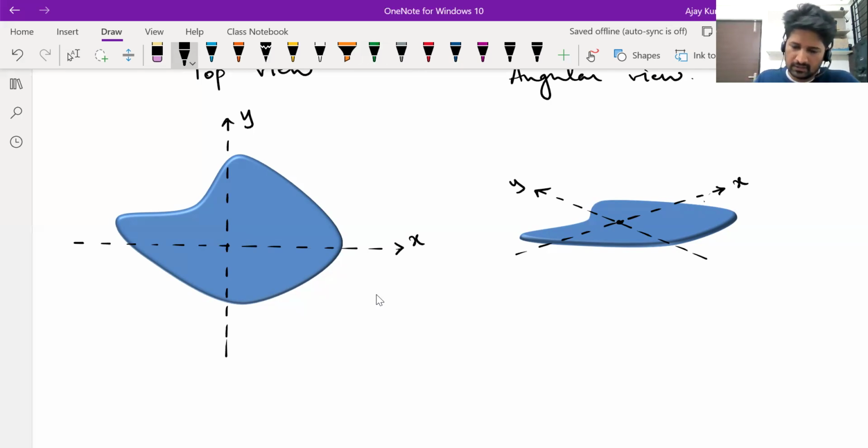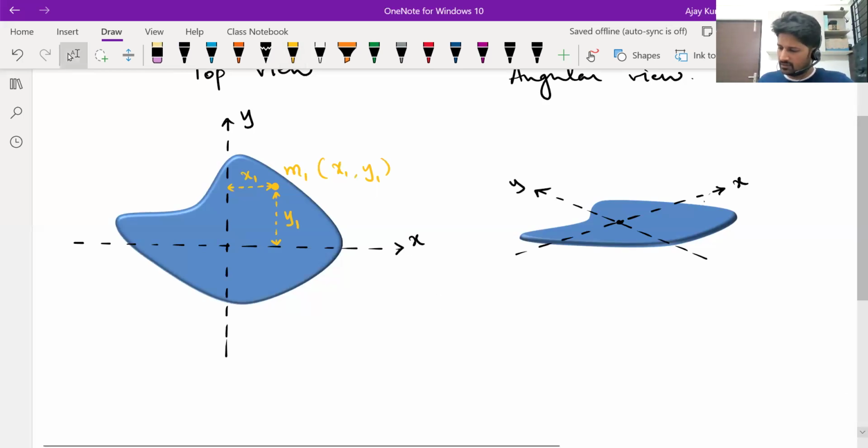Fine. Consider a particle of this system. Let it be somewhere here. Assume its mass is m1. Now, the system itself is in the xy plane, so the particle will be in the xy plane only. So this distance from y-axis, you can call it x1. That's the x coordinate of the particle. And the distance from x-axis, you can call it y1. That's the y coordinate of the particle. So this particle is at the position x1 comma y1 in the xy plane. Okay.